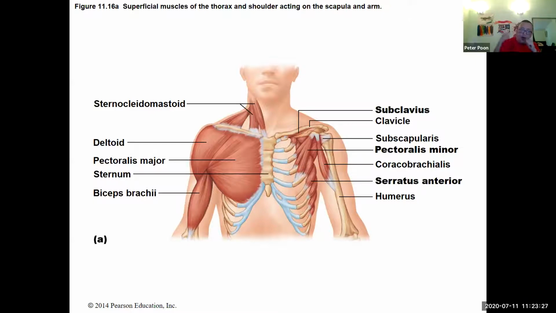Because if I was throwing a punch, to throw a really hard punch, I would actually have to move my scapula forward. And to move the scapula forward, I use my serratus anterior. So if you look at boxers or MMA fighters, all of them have really well developed serratus anterior.